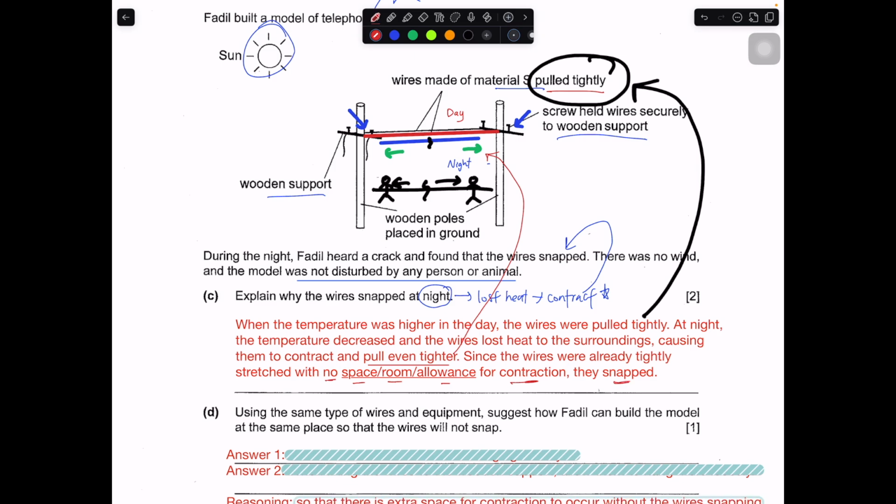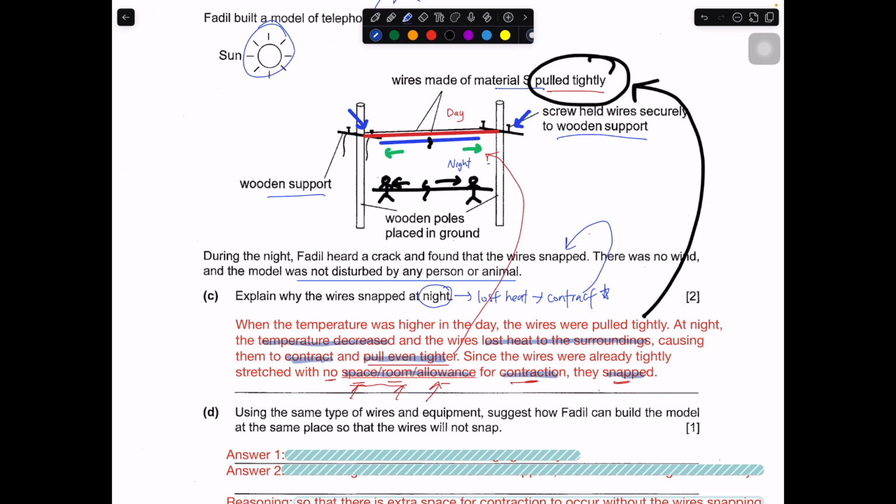In the publisher answer, they use the word allowance, but I felt that you can also use space and room. No space, no room for contraction. That's why they snapped. Maybe these two words are much easier for you to understand. So this part you can kind of use it. The main idea for this question is this part. At night, temperature decreases, wire lose heat to surrounding, causing them to contract. So when they contract, they pull even tighter. So there is no room for contraction, they snap. This is the end result.